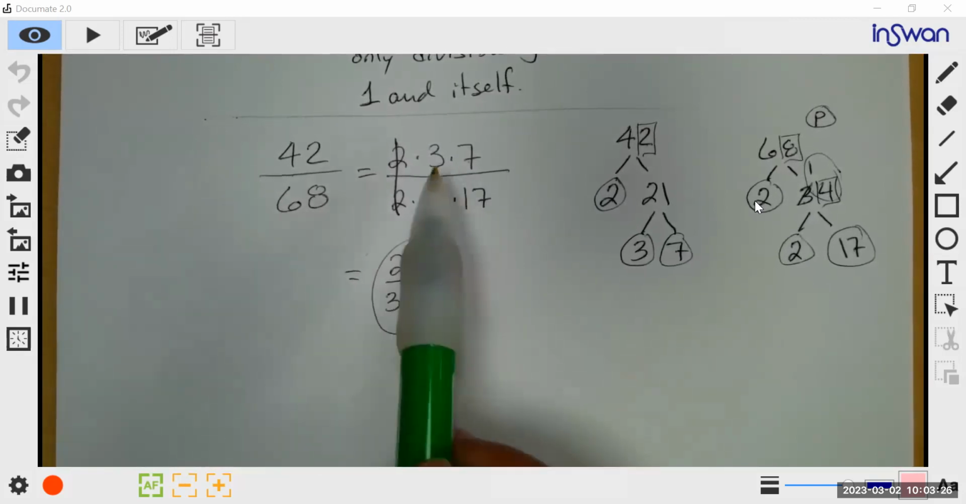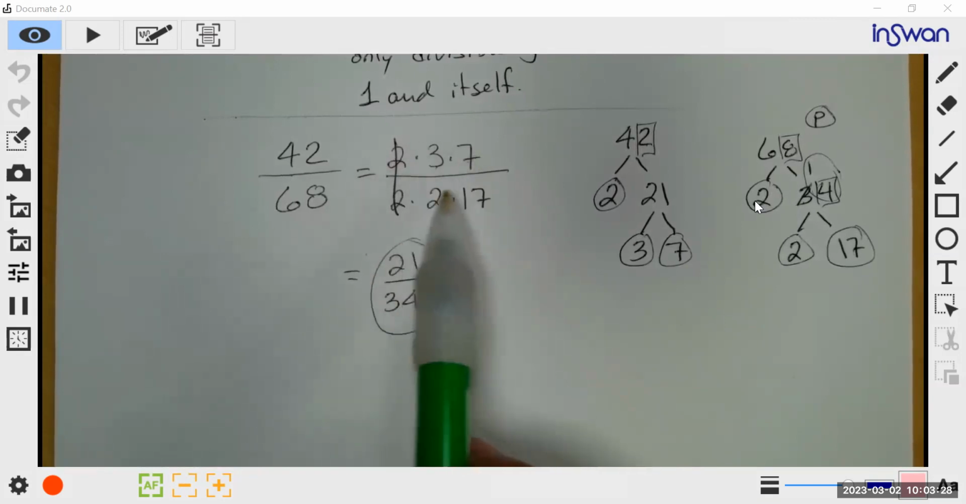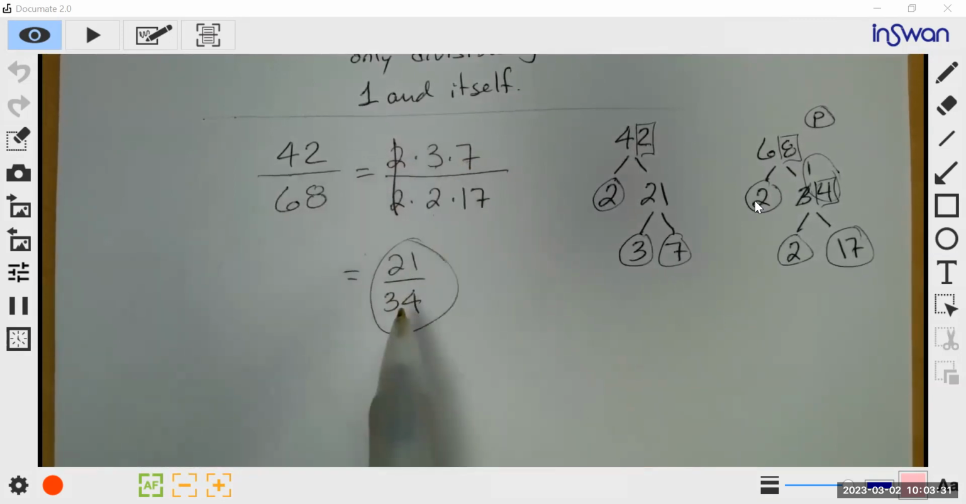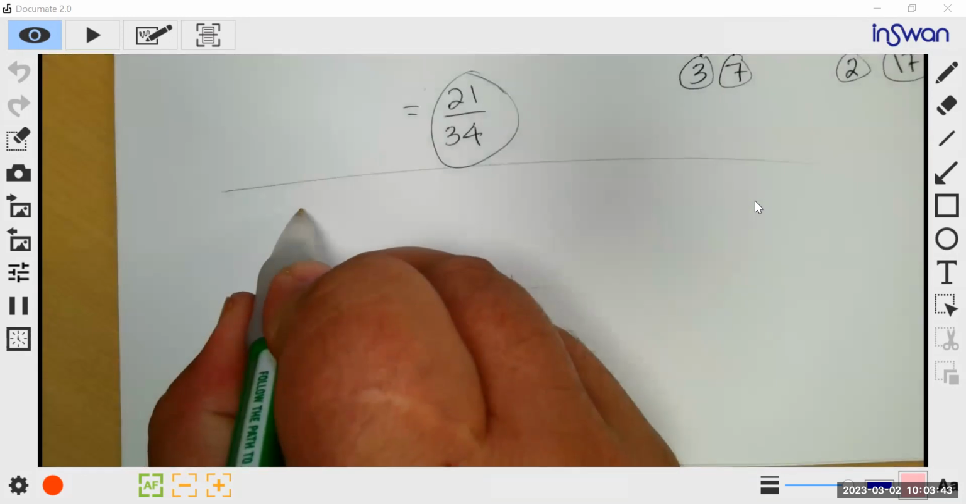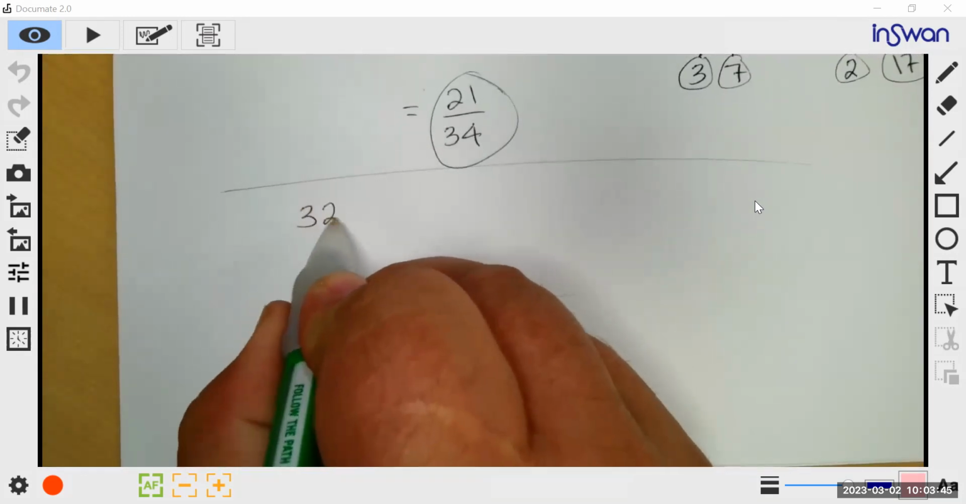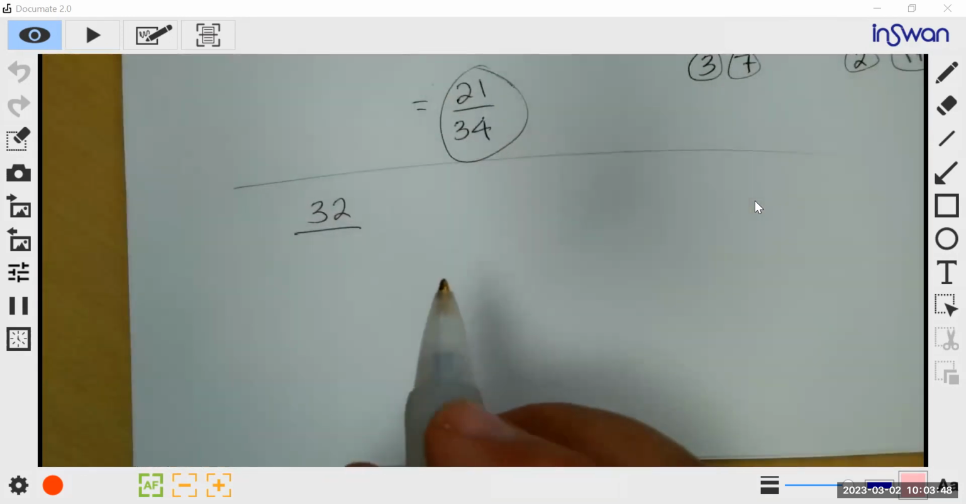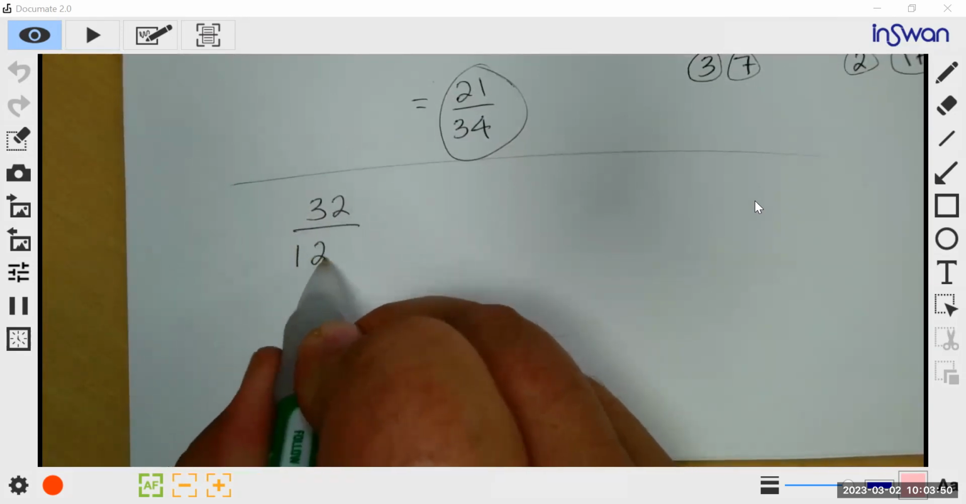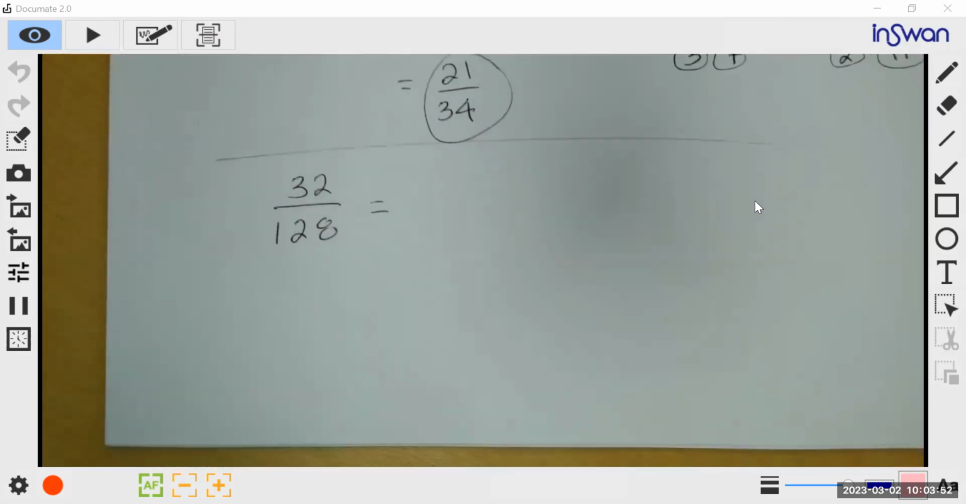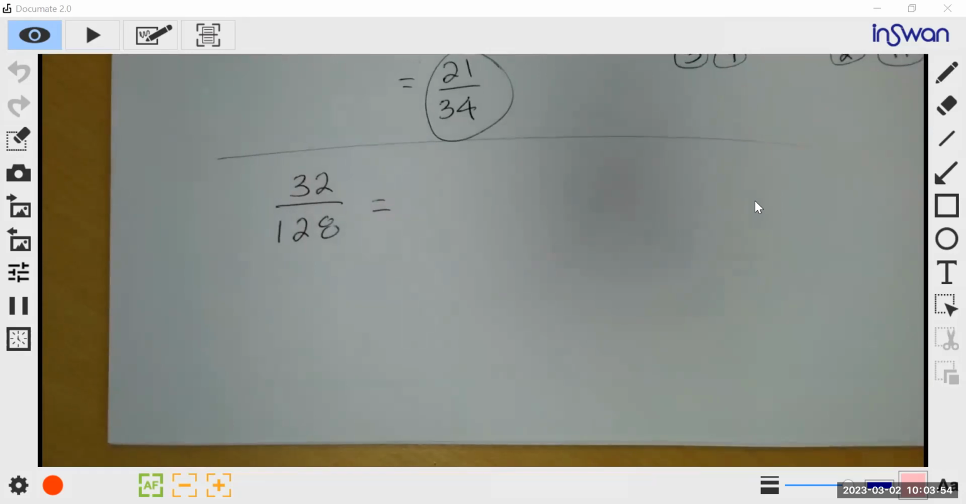You can't go any further, because if you could simplify it, you'd do it here. After you finish this, whatever's left is the simplest it can go. I'll show you. Let's look at these two.